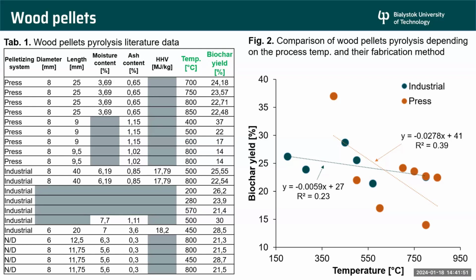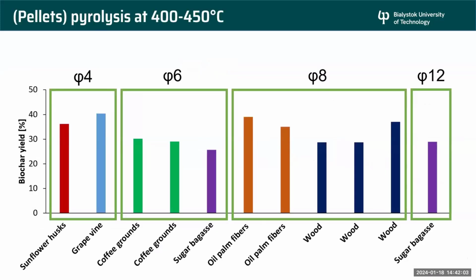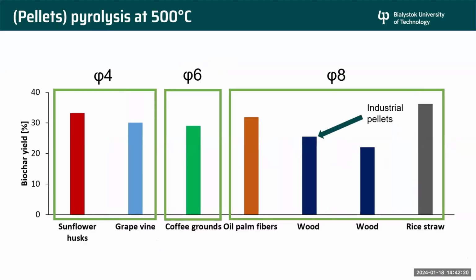However, even dividing them into industrial and, let's say, single press pellets, I couldn't reach any estimations here that would be satisfactory. So from the other side, I started to look at how the feedstock and the size of pellets, or let's say that they were coal pellets, were affecting the biochar yield. So also here at 400, 450 degrees or at 500 degrees, I didn't reach any solid conclusion.